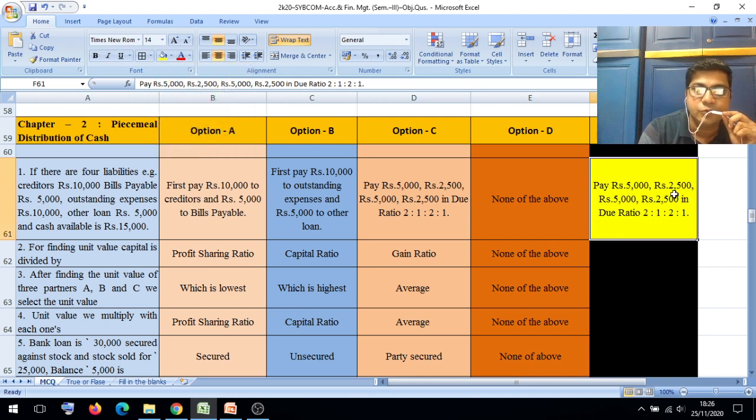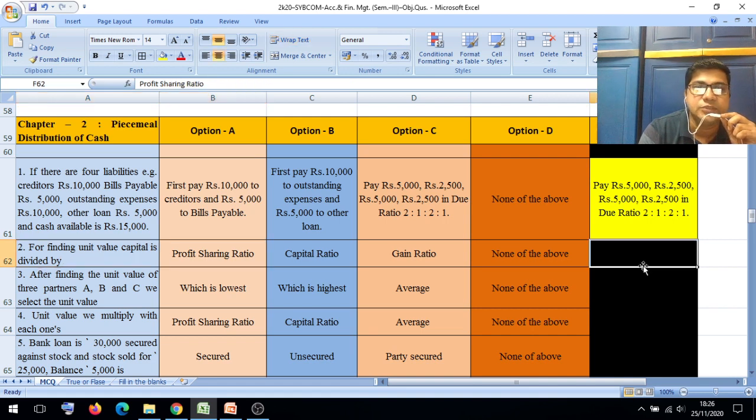So, pay ₹5,000 and ₹2,500 and pay ₹5,000 and ₹2,500, due to ratio 2:1:1. It means 10,000 we have to pay first of all, but the cash available is 15,000. From the cash available, first we have to pay 5,000 and 2,500 from this 10,000. Then we will pay 5,000 and 2,500. On this ratio basis, we will pay the liability.